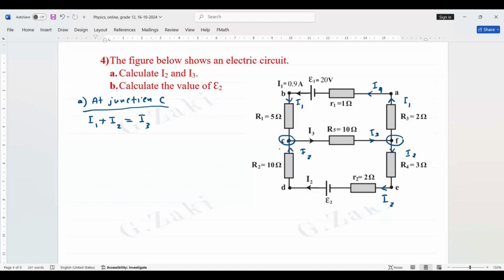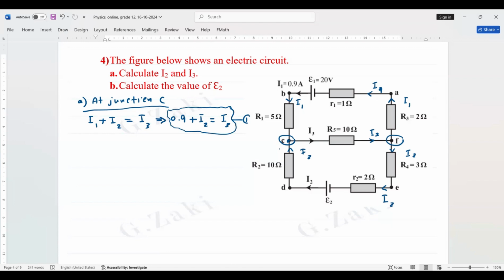I1 is given. Then we write 0.9 plus I2 equals I3. This is equation number 1.